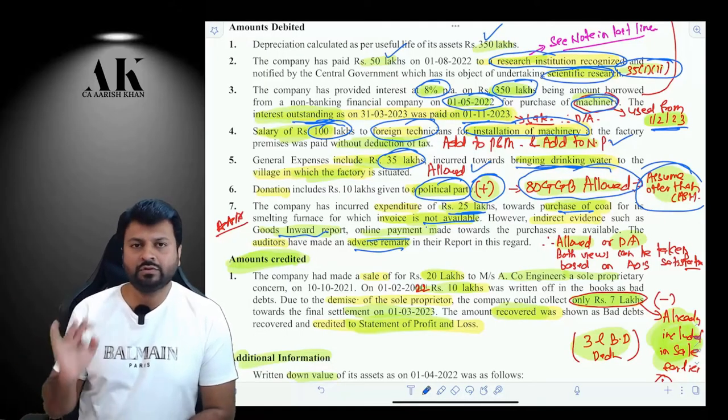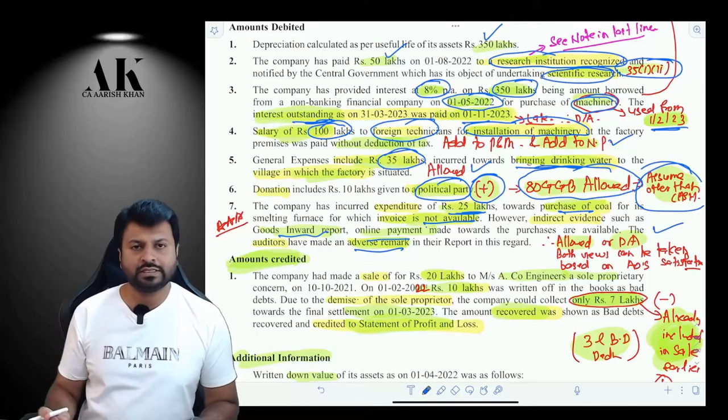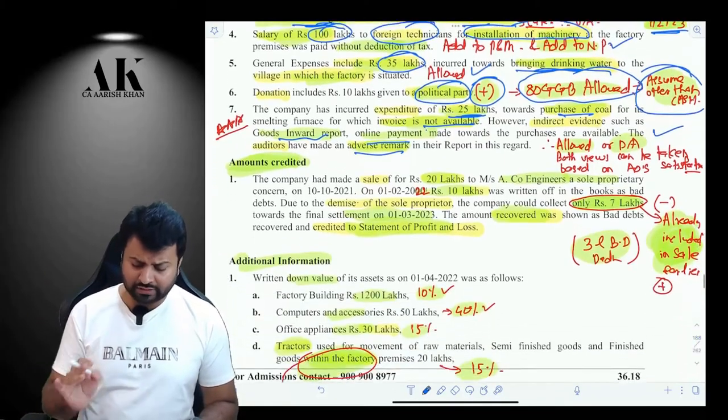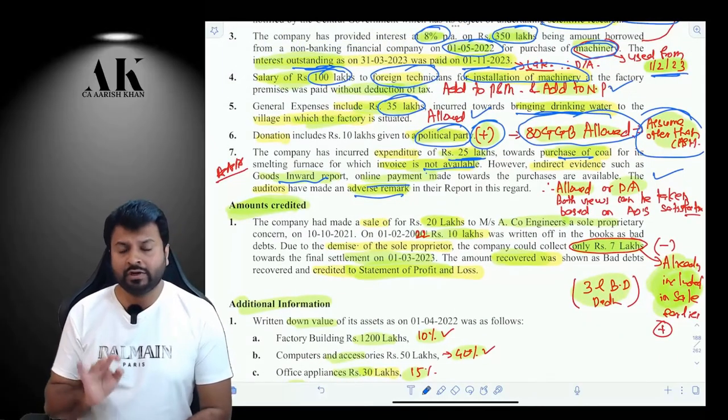If you can satisfy the assessing officer, the assessing officer will give you the deduction. If you cannot satisfy the assessing officer, he will not give you the deduction. Both the answers are correct over here. Okay. Next is also a very, very important and tricky adjustment.